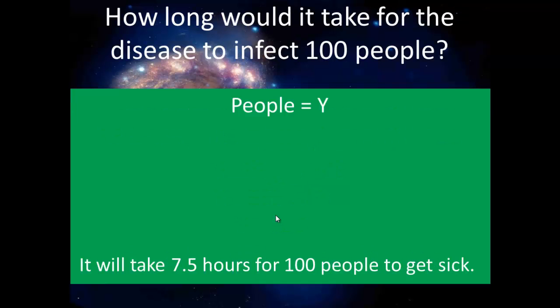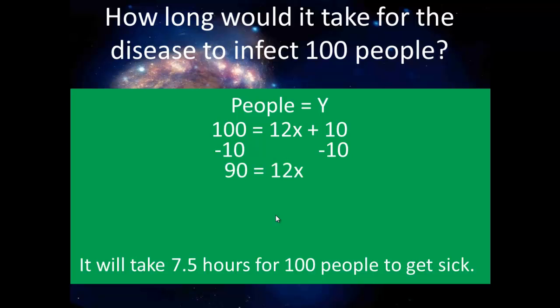So how long would it take for the disease to infect 100 people? Well, since y equals people, we could plug that into our equation. So 100 equals 12x plus 10. That's going to be our equation after we plug in 100 for y. So we can subtract 10 from both sides to get the variable on one side by itself, and we get 90 equals 12x. If we divide both sides by 12, we would get x equals 7.5. So it will take 7.5 hours for 100 people to get sick.